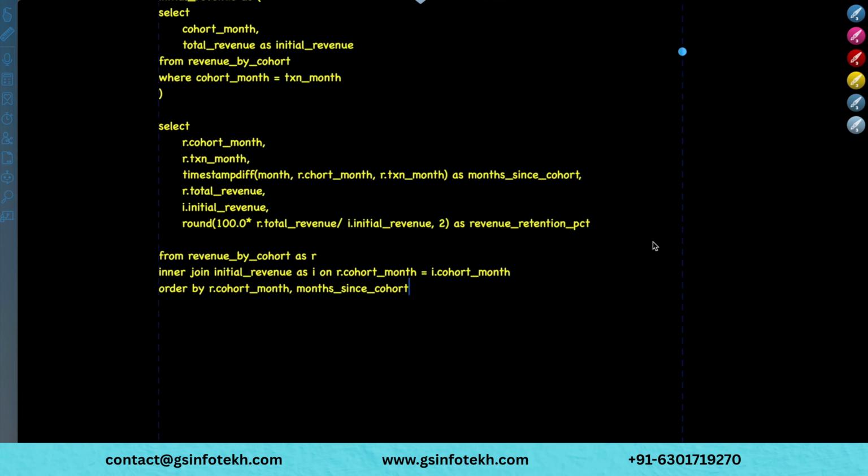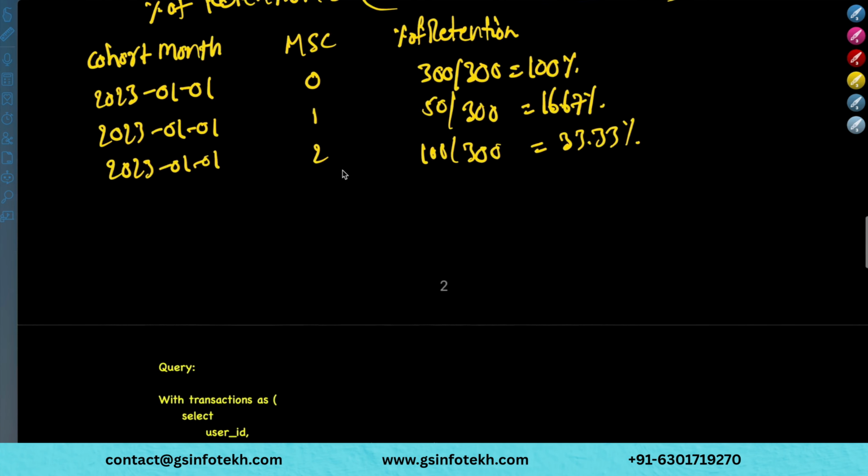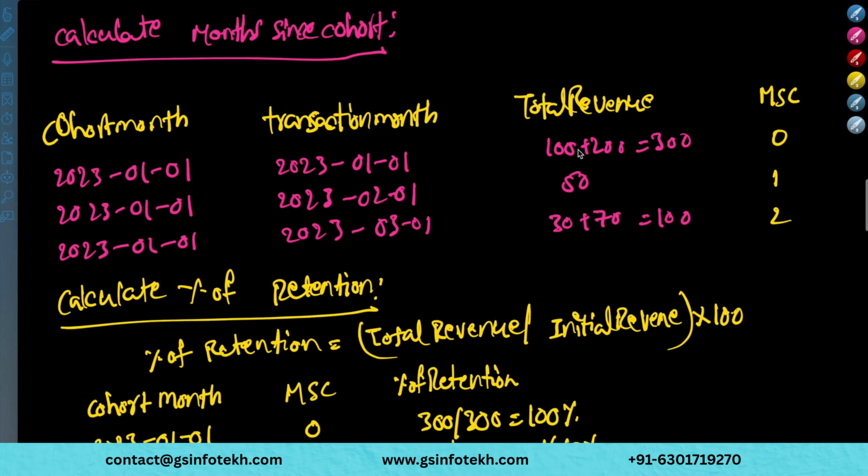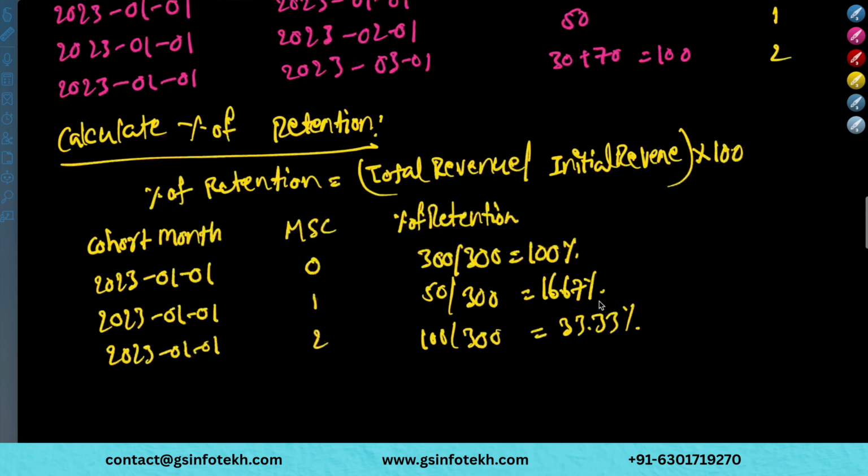So now once you have done this order by, what you will get is the end output. It looks like this. You will have a cohort month and then the corresponding months since cohort, and then you will have a retention percentage. Also, you will have extra fields like total revenue and initial revenue.